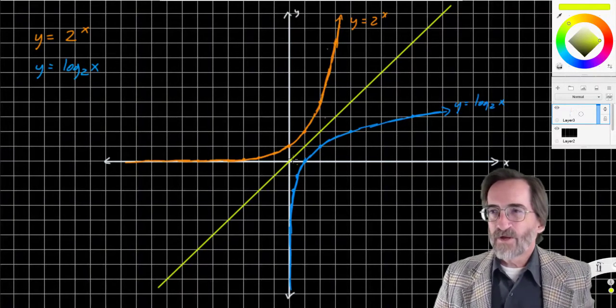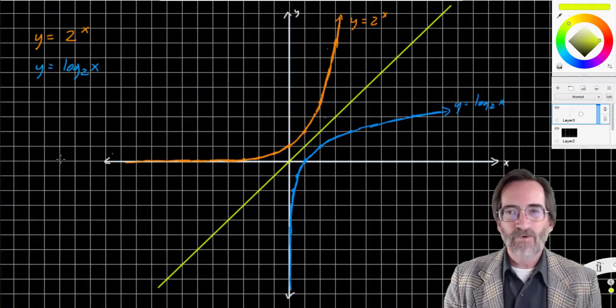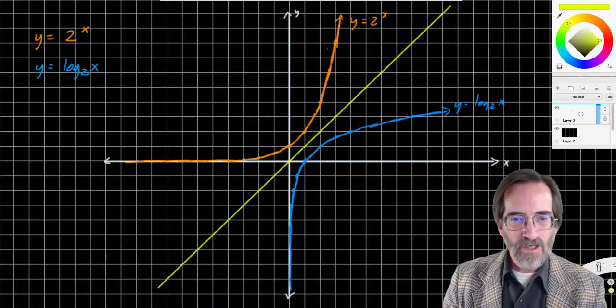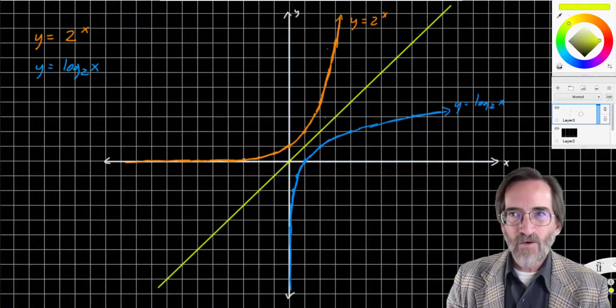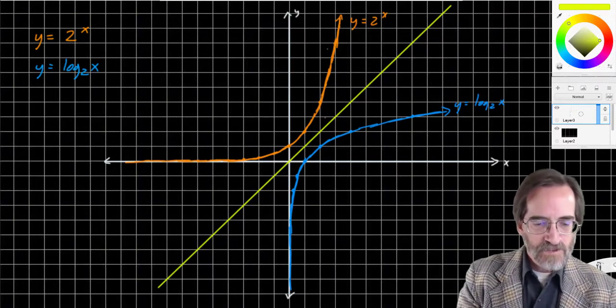The other thing I want to point out, and I'm going to pull up Desmos for this, because I don't want to take too terribly long recalculating it, is to compare y equals 2 to the x and y equals 3 to the x. Okay, so let's pull up Desmos.